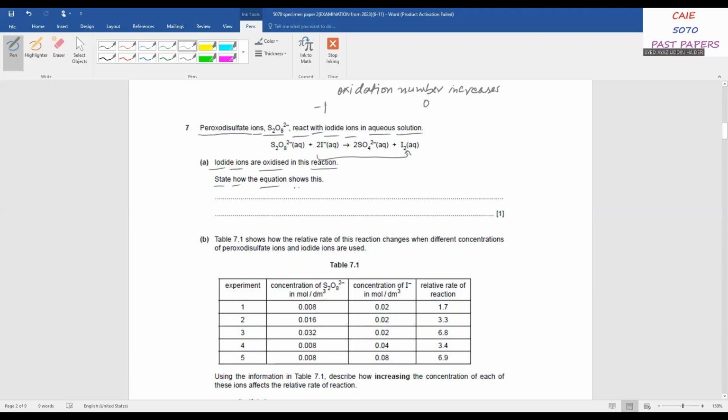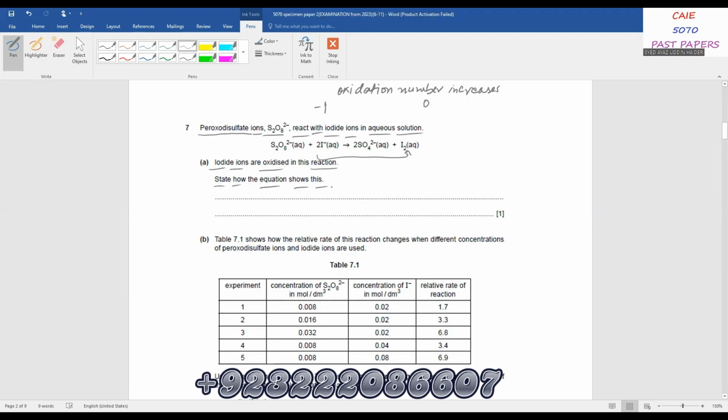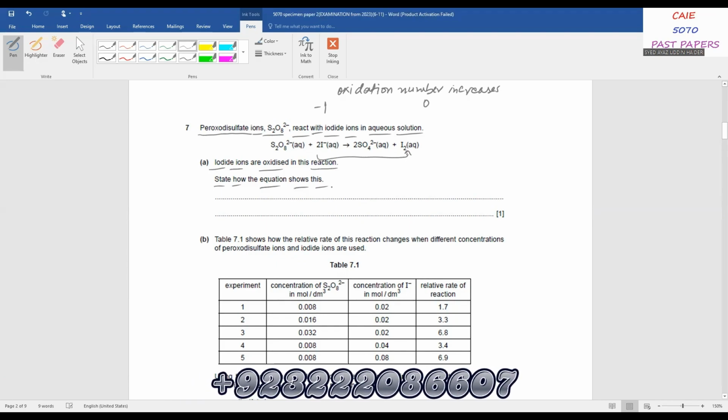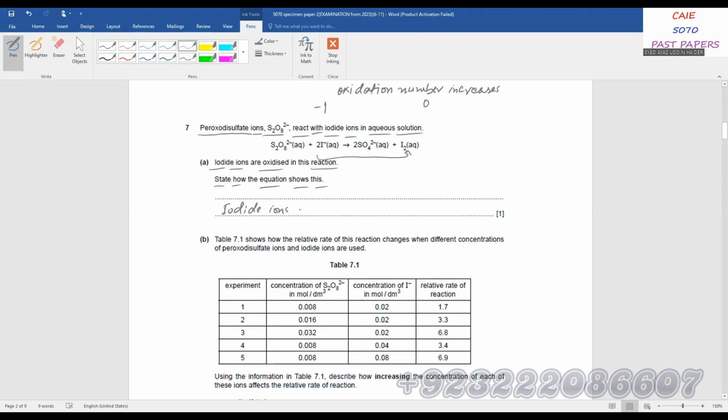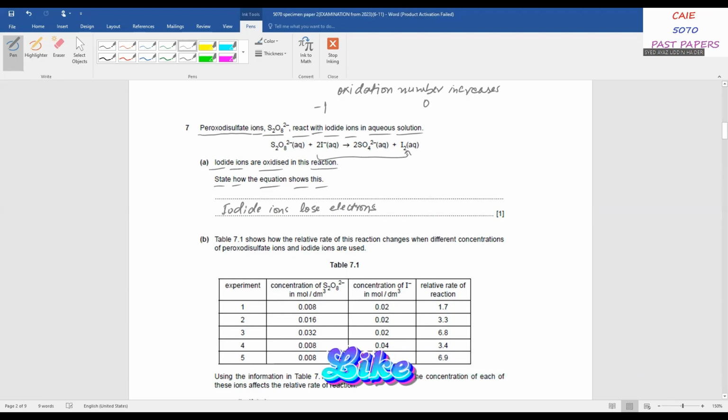State how the equation shows this. Looking at the equation, you can easily write iodide ions lose electrons. Iodide, don't write iodine. Iodide ions lose electrons. Minus charge means it has one electron, so if it's moving to the 0 side, it means it has lost that electron.